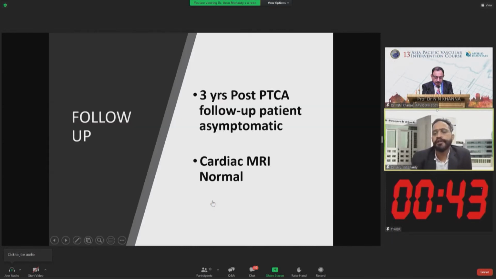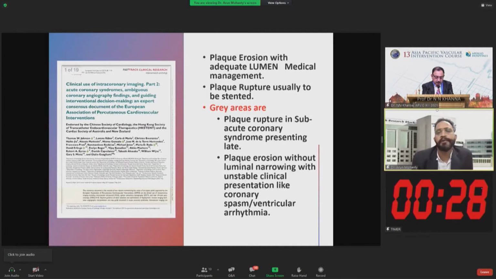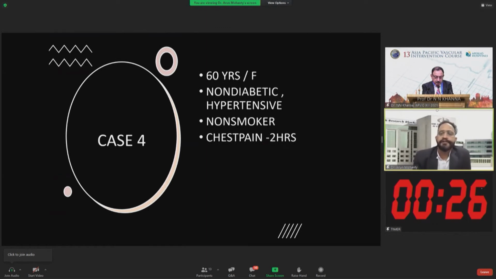The post-stent result, I'm not going into, to save my time. And at 3 years post-PTCA follow-up, the patient is asymptomatic. We did a cardiac MRI to rule out any myocardial pathology at the end of the procedure, and it was absolutely normal. So this is another case, a 60-year female, non-diabetic, hypertensive, non-smoker, with chest pain for 2 hours.